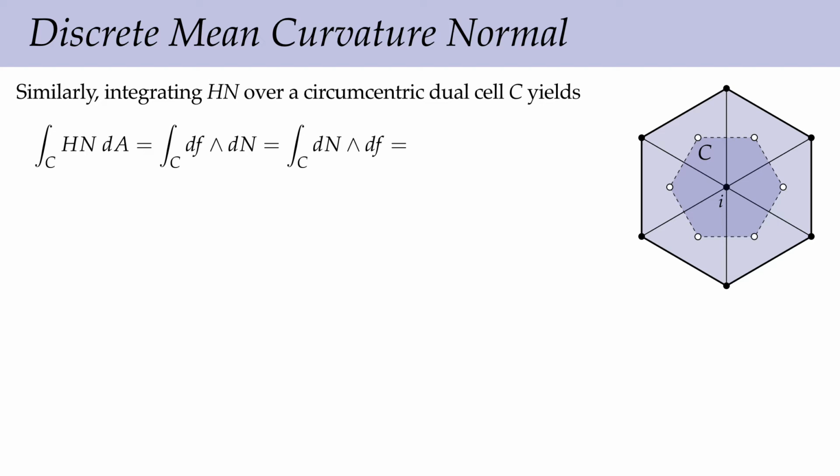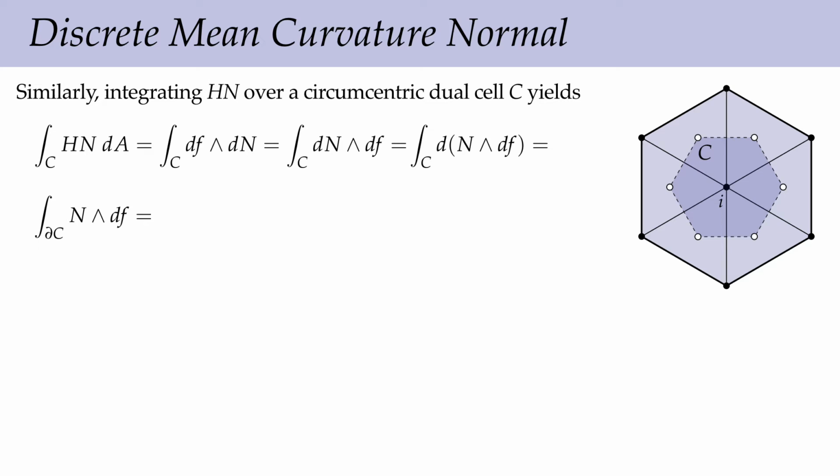Okay. From here, I can notice that the integrand can also be written as d of N wedge df. Why is that true? Well, if I apply the d, I get dN wedge df plus N wedge ddf, but dd is zero. Okay? And that's nice because now I've expressed this as an integral of a derivative, which means I can immediately apply which theorem? Stokes' theorem, right? I can turn this into an integral over the boundary where I remove the derivative d.